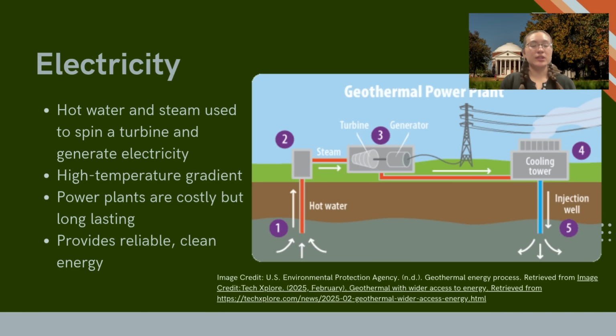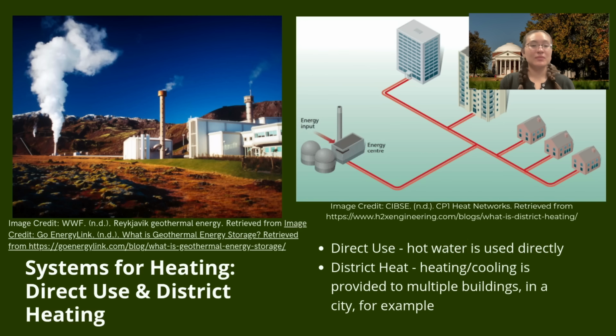Let's start with electricity. As we've learned, geothermal power plants use very high temperature resources, hot water and steam, to generate electricity. These resources are typically found in geologically active areas, and we have to drill deep to reach them. These power plants are complex and expensive, but they provide a reliable 24/7 source of clean energy for the grid.